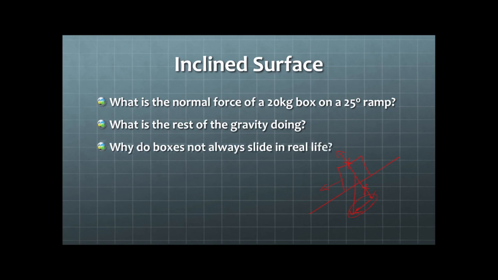Simply, that is because in real life we also have friction pulling the box up. So there are still three forces acting on this box, and the normal force and friction are working together to cancel out gravity. In this case, if this box is not moving, we know that the force of friction is canceling out and equal to the parallel component of gravity. You may see questions like that in the future, but not today.